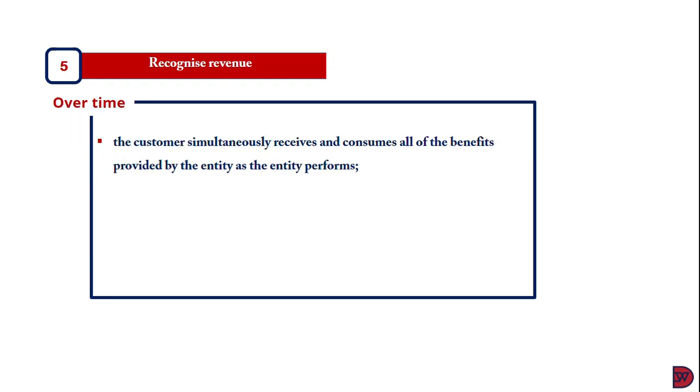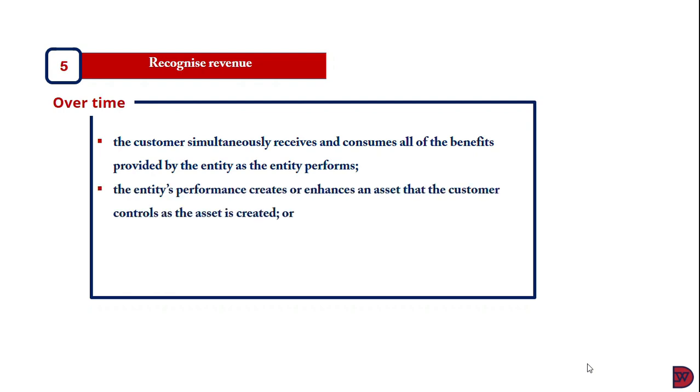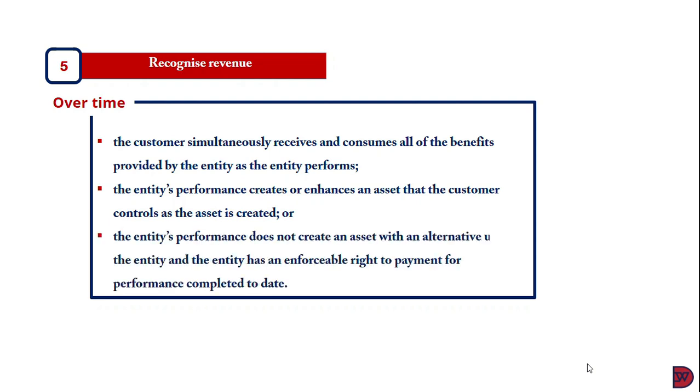It is fulfilled over time when the customer simultaneously receives and consumes all of the benefits provided by the entity as the entity performs it. The entity's performance creates or enhances an asset that the customer controls as the asset is created, or the entity's performance does not create an asset with an alternative use to the entity, and the entity has an enforceable right to payment for performance completed to date.